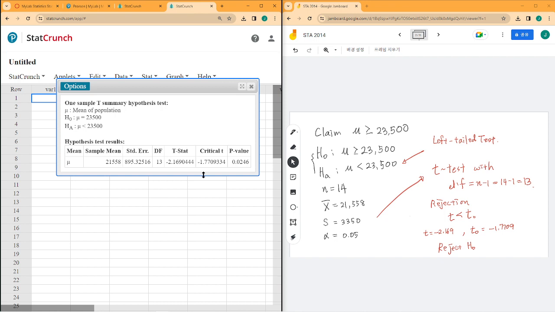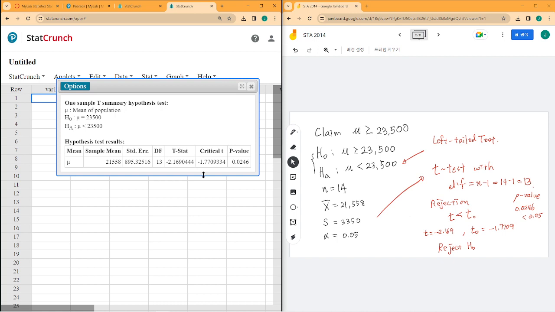And also we can make a decision using the p-value as well. And here the p-value is given as 0.0246. And this is less than the level alpha, which is 0.05. So because of that reason, we can also reject the null when the p-value is less than the level of significance.